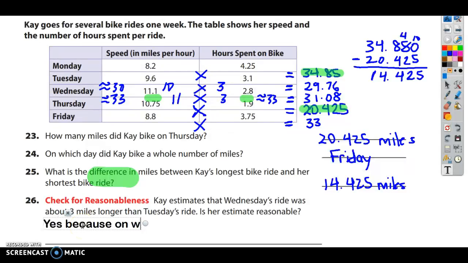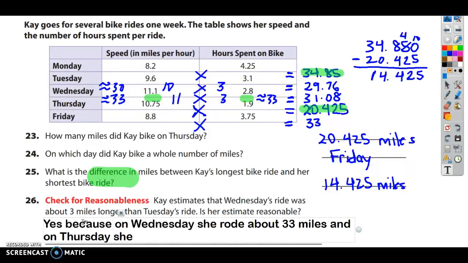On Wednesday, she rode about 33 miles, and on Thursday she rode about 30 miles.